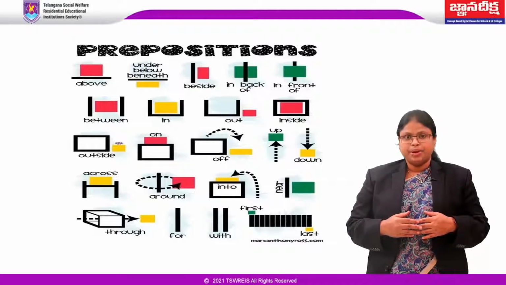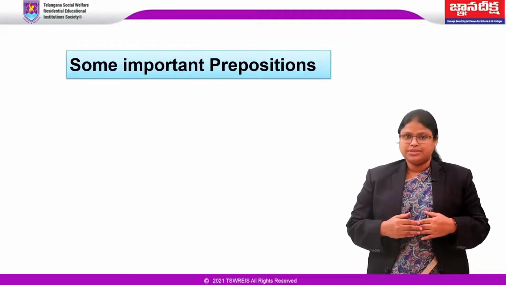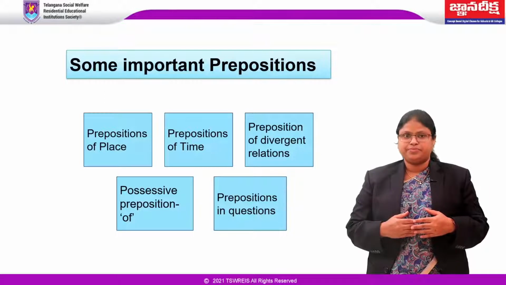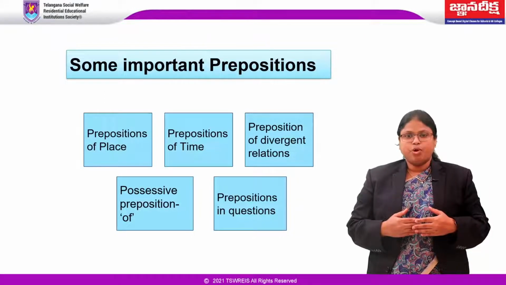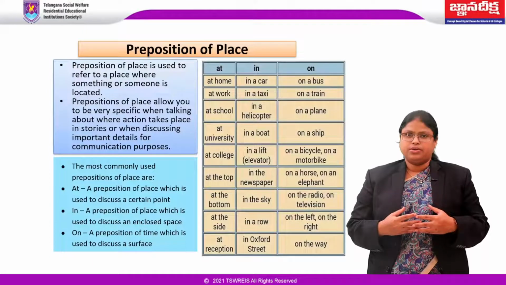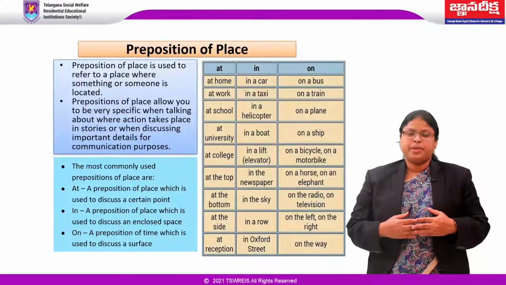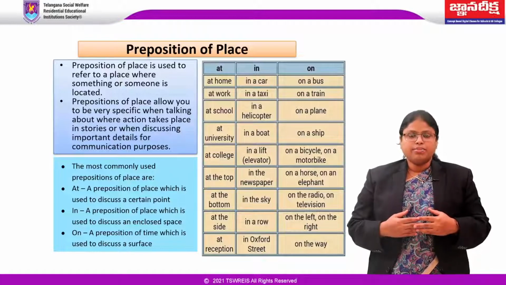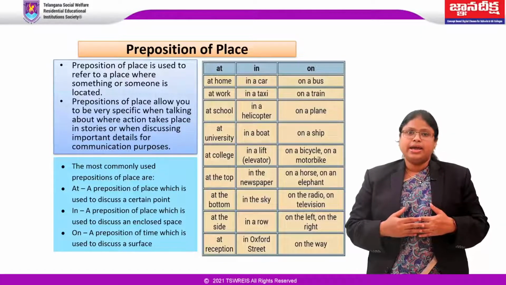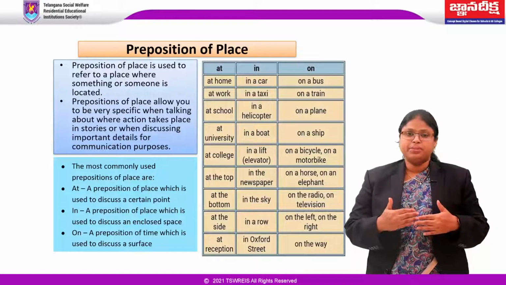These are prepositions of place, prepositions of time, prepositions of divergent relations, the possessive preposition of, and the prepositions in question. First, let us see what prepositions of place are. A preposition of place is used to refer to a place where something or someone is located. Prepositions of place allow you to be very specific when talking about where the action takes place in stories or when discussing important details for communication purposes.